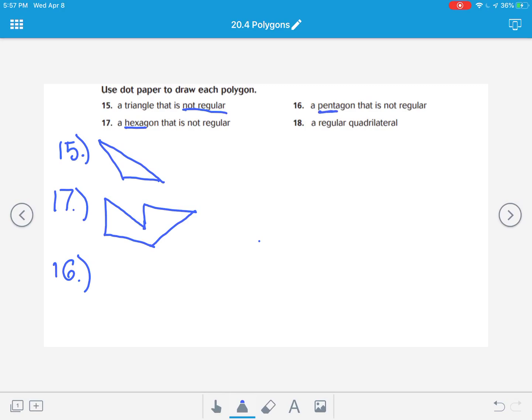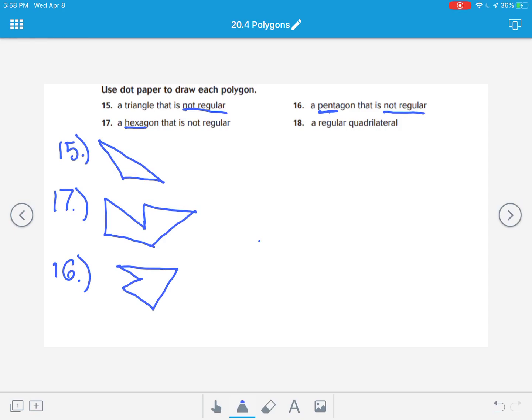A pentagon that is not regular. Penta means 5. Again, it needs to be not regular. So it can have 5 sides, but they all need to be different lengths. So again, I'm going to draw kind of a funky shape. As long as it's closed and it's all straight, that's all that matters. 1, 2, 3, 4, and 5. That is a funky looking pentagon.